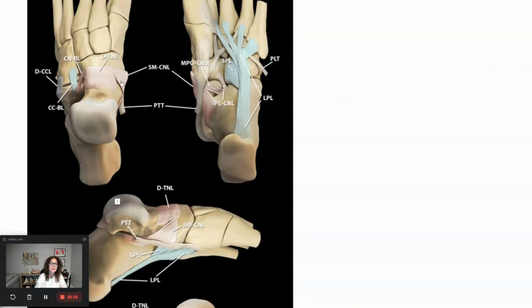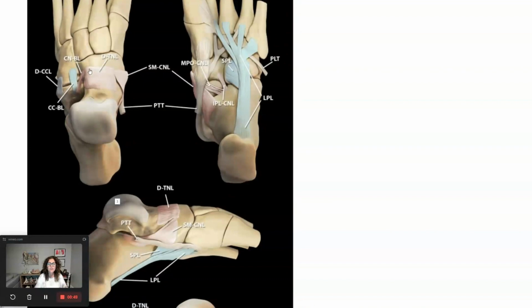The series of ligaments we're looking at dorsally are going to be your dorsal calcaneocuboid ligament. Then we have something called the bifurcated ligament. It has two parts. The lateral part goes from the calcaneus to the cuboid. The other portion of that ligament goes from the calcaneus to the navicular. Both of those together make the bifurcated ligament.